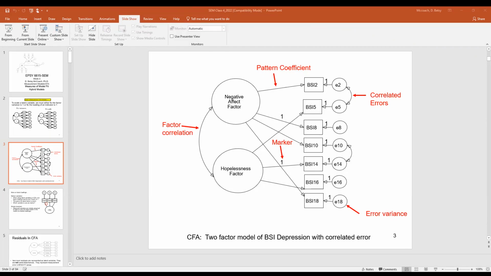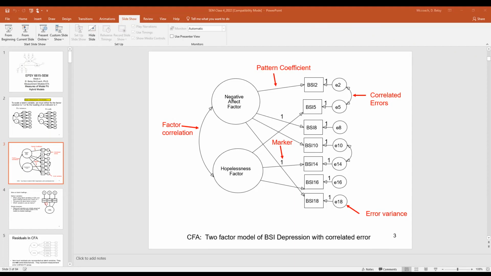So those standard CFA models we talked about will generally run like a charm, unless there's something weird, like you've got an indicator that uses a marker variable and it's not related to your factor. But if you have a lot of double loadings and/or a lot of correlated errors, or both, those are the kinds of models that will sometimes cause us problems.